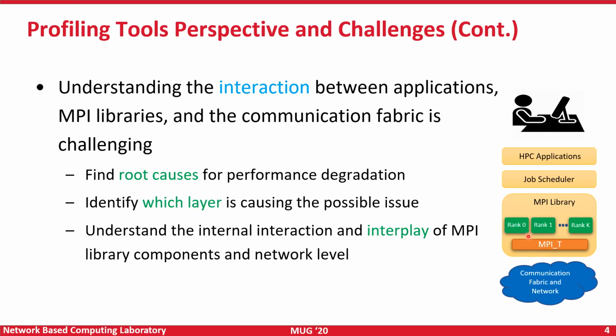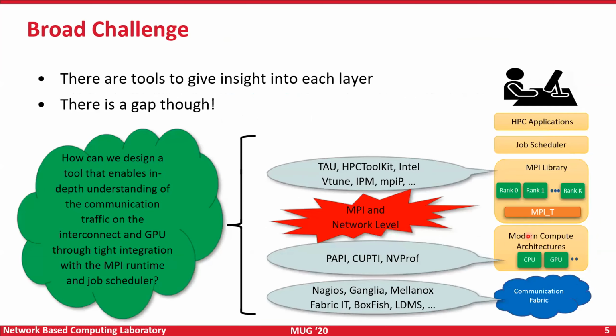Is it causing more contention? Is it causing more congestion? Is it leading to suboptimal utilization of bandwidth? These kinds of questions are very hard to answer right now, and this is what INAM is trying to achieve. So at a high level, the broad challenge that we are trying to solve here is, how can we design a tool that enables in-depth understanding of communication traffic on the interconnect through tight integration with the MPI runtime?